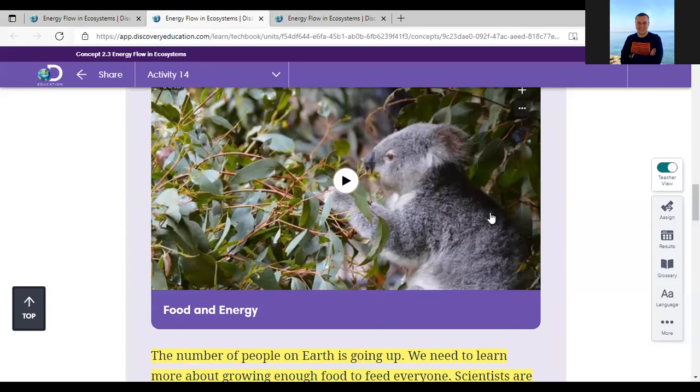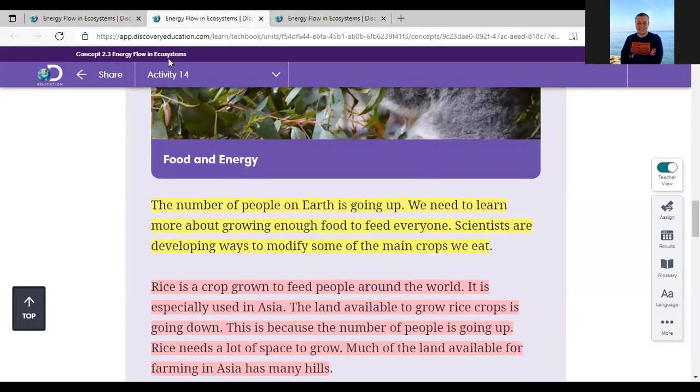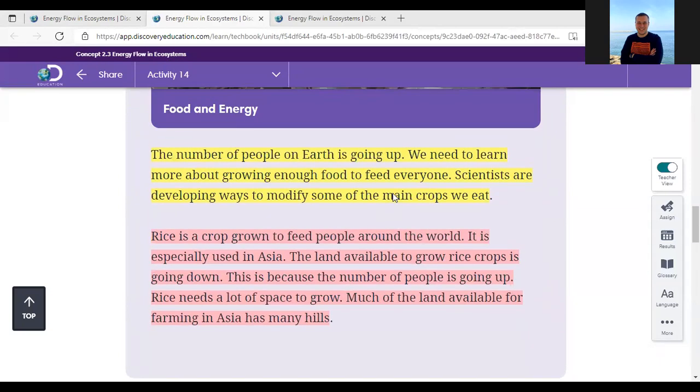Okay, so let's continue. Mu'taz, can you read the paragraph in yellow, please? The number of people on Earth is growing. We need to learn more about growing enough food to feed everyone. Scientists are developing ways to modify some of the main crops we eat. This is great, thank you. So this is in order to feed everyone.